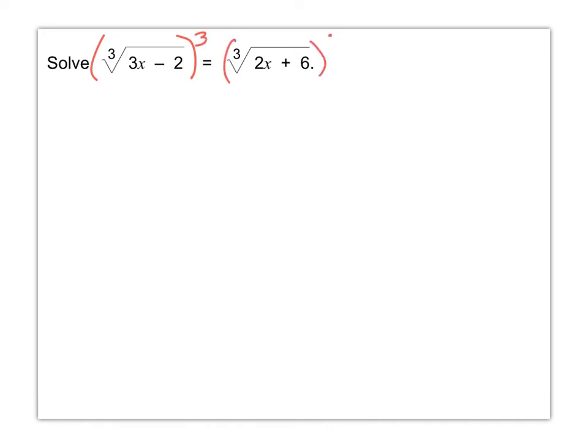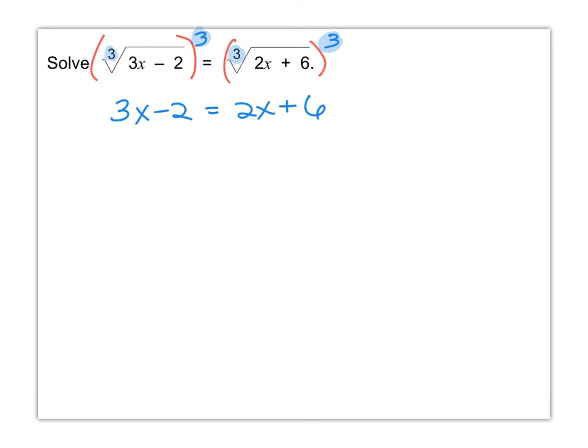Since those are inverses, we can simplify this equation. The cube root and the cube power are inverses. So the left side becomes 3x minus 2. On the right side, the cube root, the index of 3, and the cube power, the power of 3, are inverses. So the right side can be simplified to 2x plus 6.